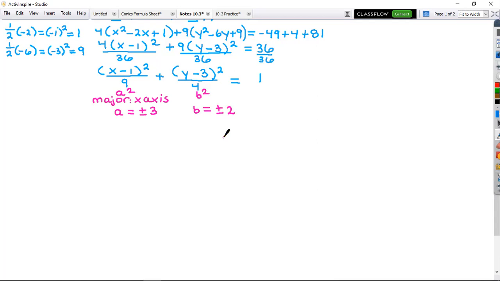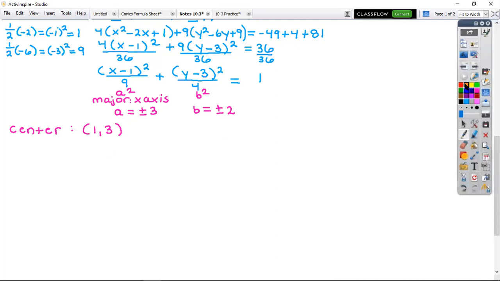Now I'm going to keep going and write all my information out. So I need to identify the center, which you guys are comfortable with. You've done that before in the past. So center is going to be opposite signs, just like the circle. So 1, 3. And now what I'm going to find are my vertices. And again, nice detailed notes through this.